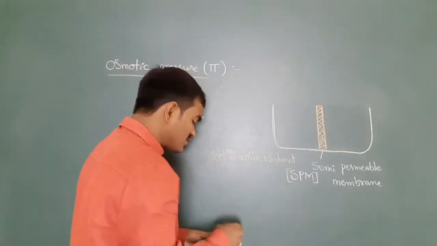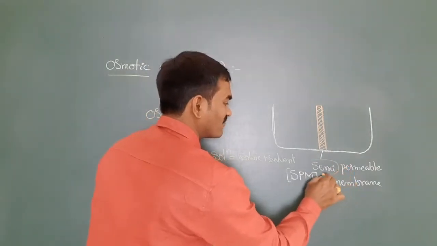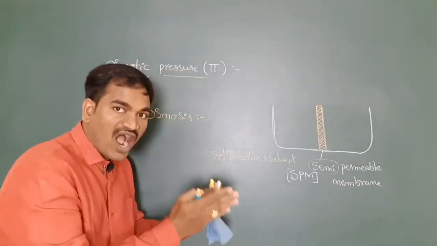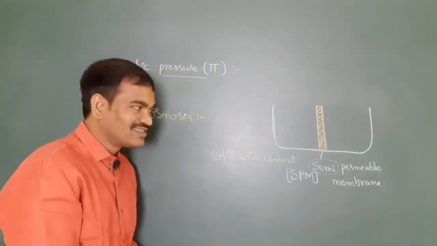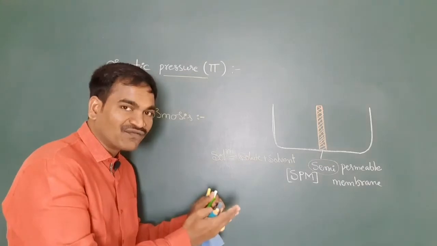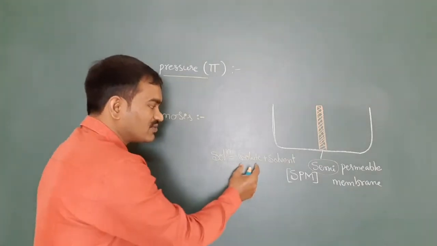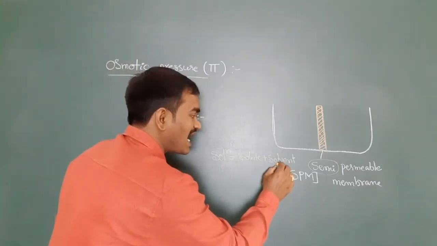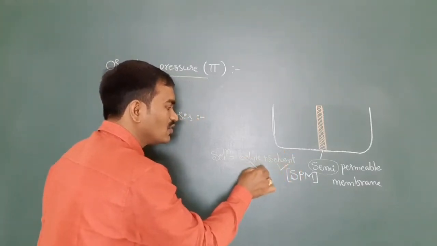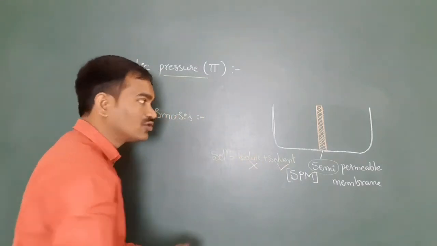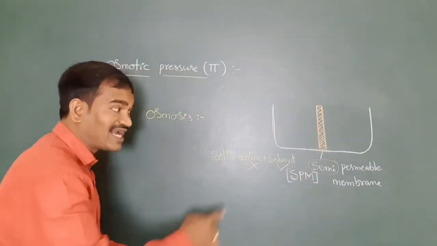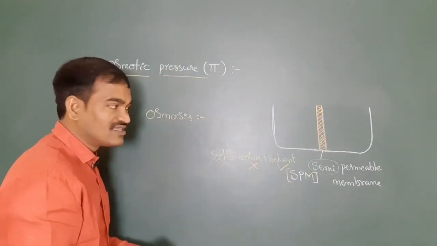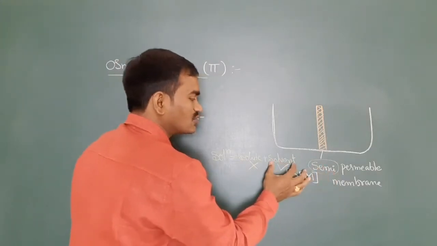Semi means what? Semi means half. Semi-permeable means only half is eligible to pass through the membrane. Which half? Solute is there, solvent is there. Which will be allowed? Only the solvent is allowed. Solute particles are not allowed through this membrane. That's why it is called a semi-permeable membrane, which allows only half.